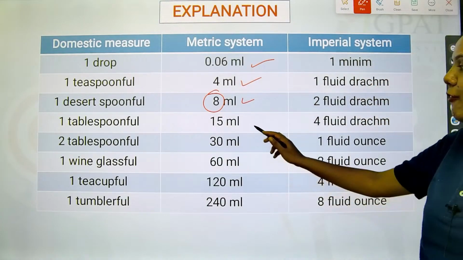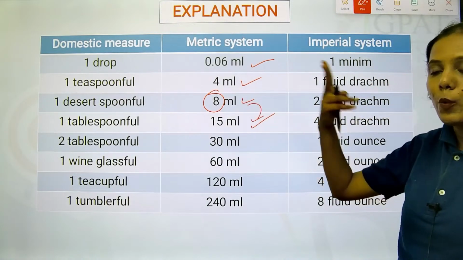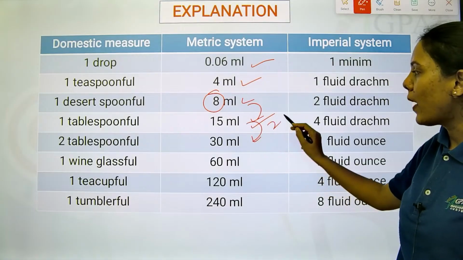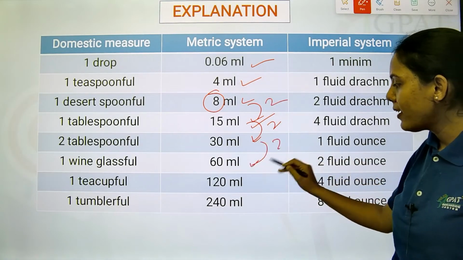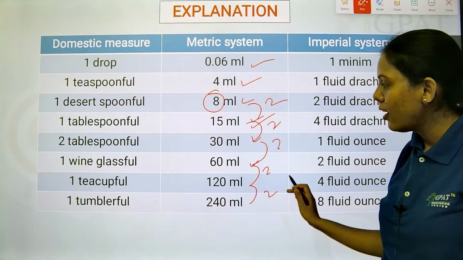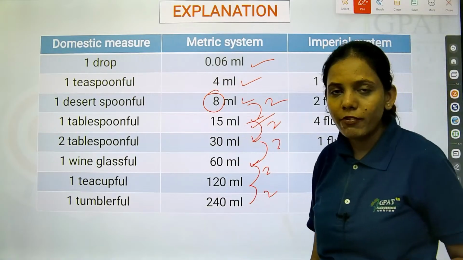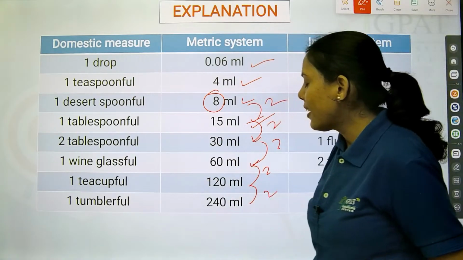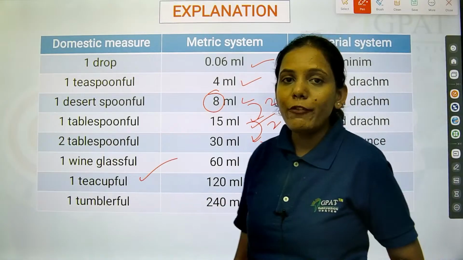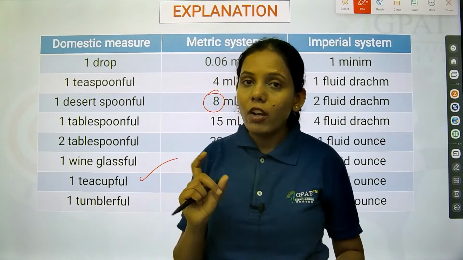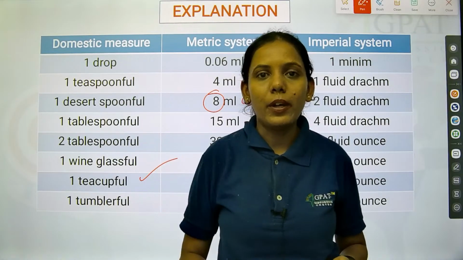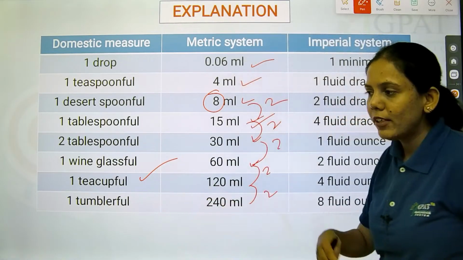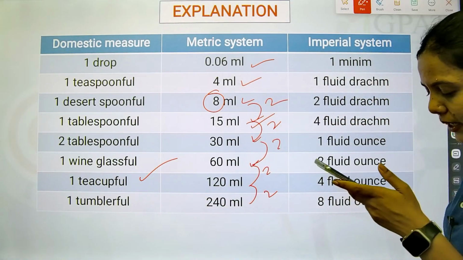Then tablespoon is 15, almost twice of the previous one. So that is the right answer. Teacup, if you are drinking tea, coffee, anything, while checking you see it is 120 ml. Like that you relate with your day-to-day life examples, it will be easy.